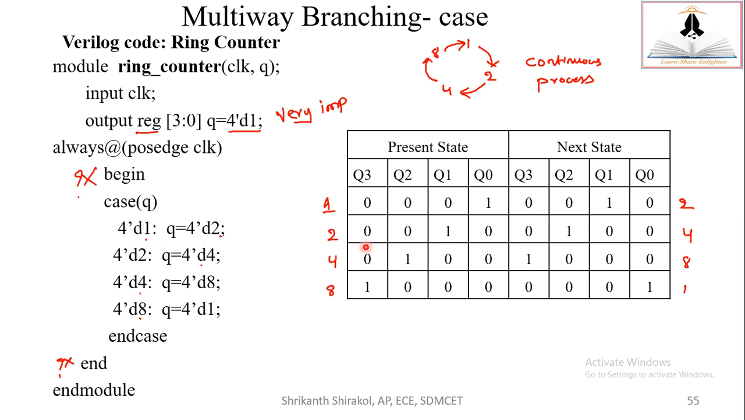such that any one of the possible outputs should be the initialized value, either 1 or 2 or 4, right? You should somehow make this value come into this loop. Then automatically this increments in a circular fashion, or ring counter fashion. Okay, so this is about the ring counter.